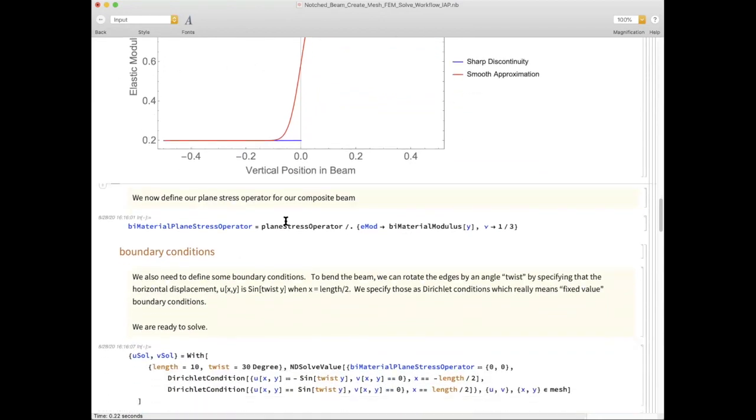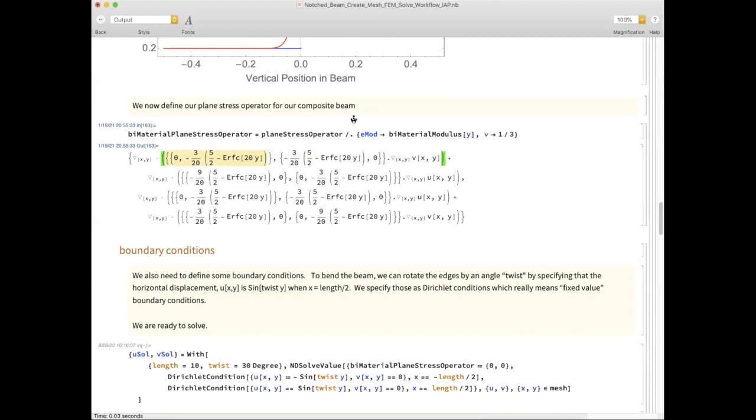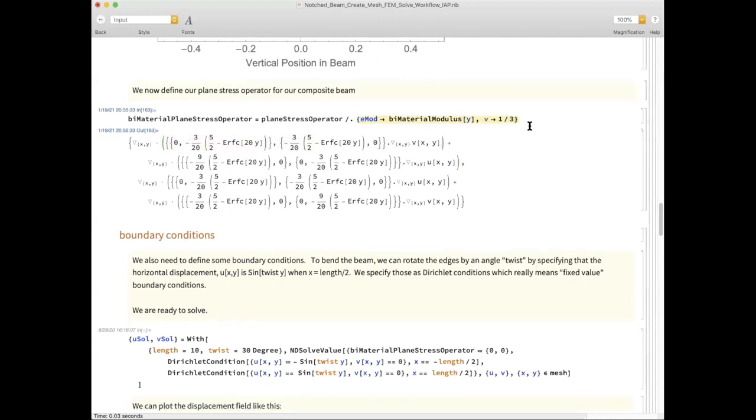Okay, so I'm going to take that plane stress operator, which had a modulus function in it and a Poisson's ratio, and replace that elastic modulus with this bimaterial modulus, which is a function of y. So now I have this elastic modulus sitting inside of my differential equation. This is now modeling a particular material by putting in these material parameters.